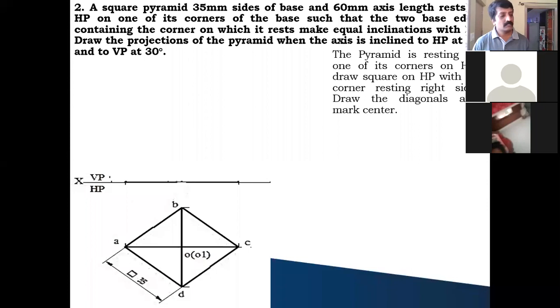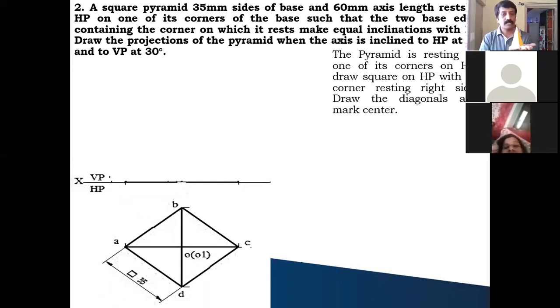As usual, let me take the square pyramid and say it is resting on the corner. So you take a corner on your right side and rest it on HP like this. The top view, you draw the square in the corner condition, so that the corner comes to the right side of you. When you are looking from the top, the base of your pyramid looks like a square and the slant edges will look like diagonals. You draw the diagonals and make them visible edges.